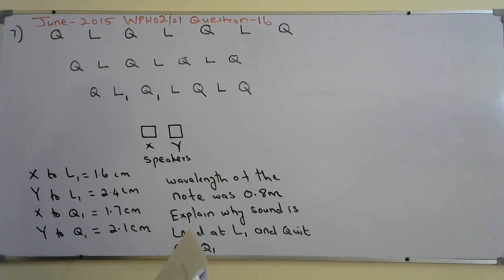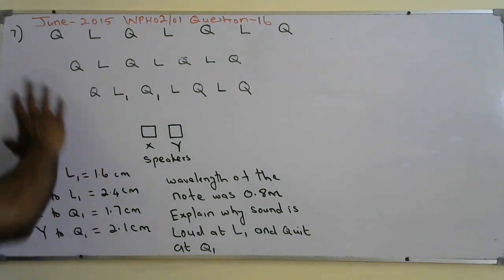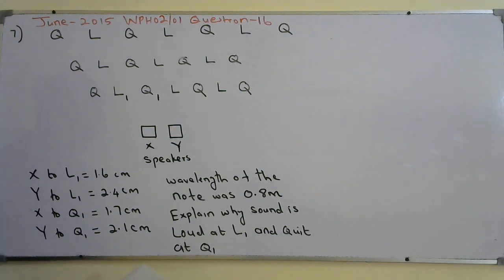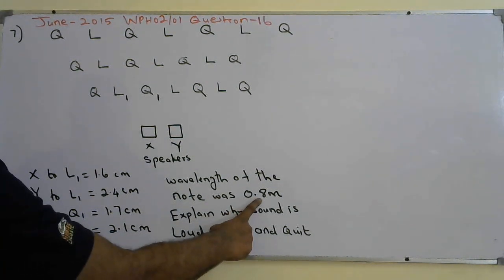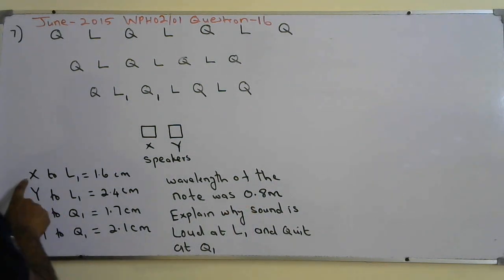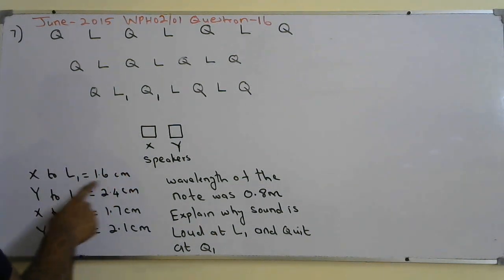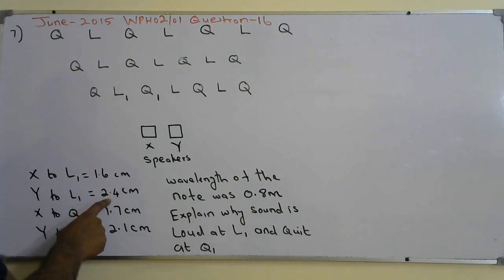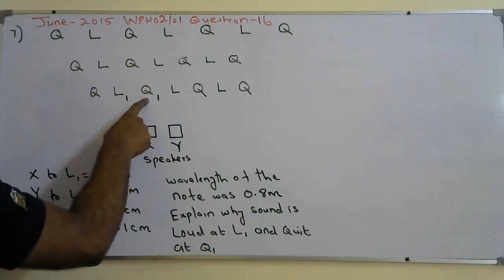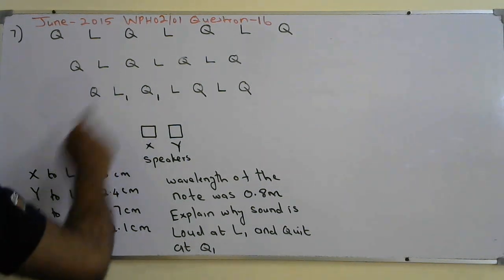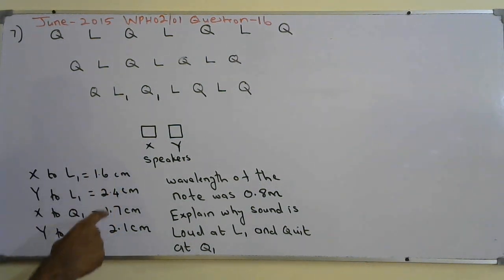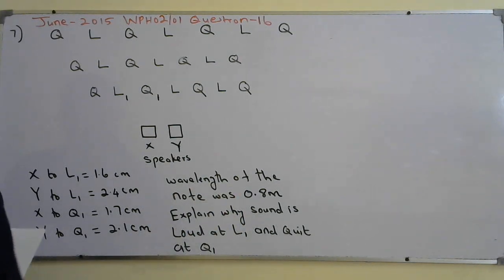The students noted positions of louder sound, capital L, and quieter sound, capital Q. Their results are shown in the diagram. So this diagram is given. The wavelength of the note is 0.8 meter. The following distances were measured: x to L1 is 1.6, y to L1 is 2.4, x to Q1, that's a quiet position, is 1.7, y to Q1 is 2.1. Using the distances given, explain why L1 is louder and Q1 is quieter.